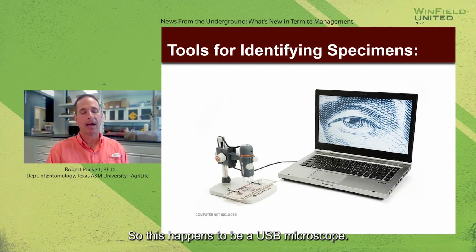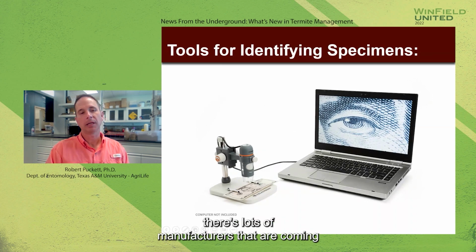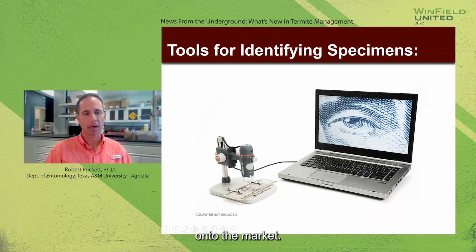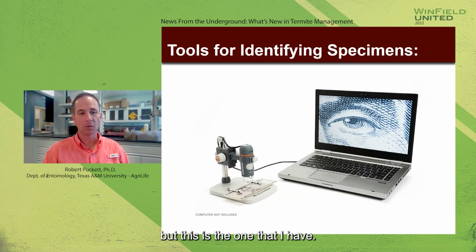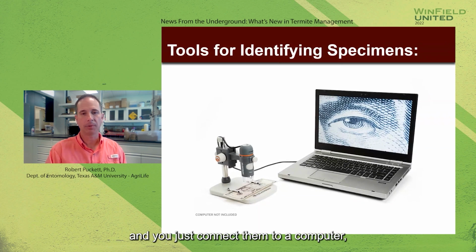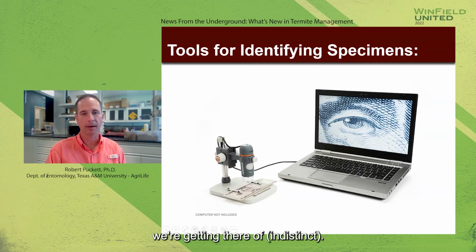So this happens to be a USB microscope. And if you've not seen these, there's lots of manufacturers that are coming onto the market. This one happens to be Celestron. I'm not selling microscopes for them, but this is the one that I have. I keep a couple of these around the lab. And you just connect them to a computer, either a PC or a laptop. And I think you can appreciate the level of resolution we're getting there of old Abe's eye, right?